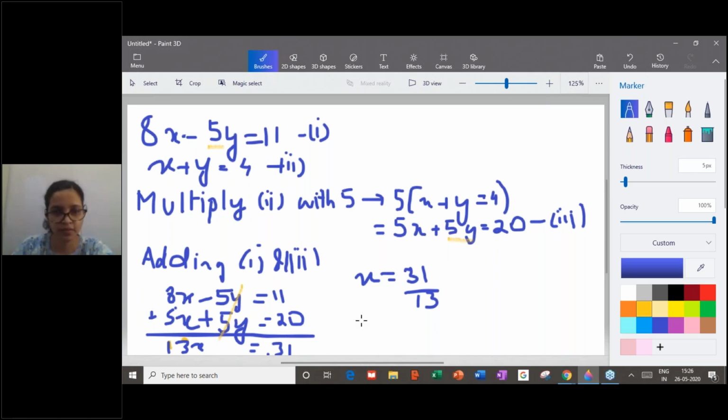Now you write, substituting x in 2. 2 is a simpler equation, so you substitute the value of x in 2. So what will you get? 31 by 13 plus y equals 4.